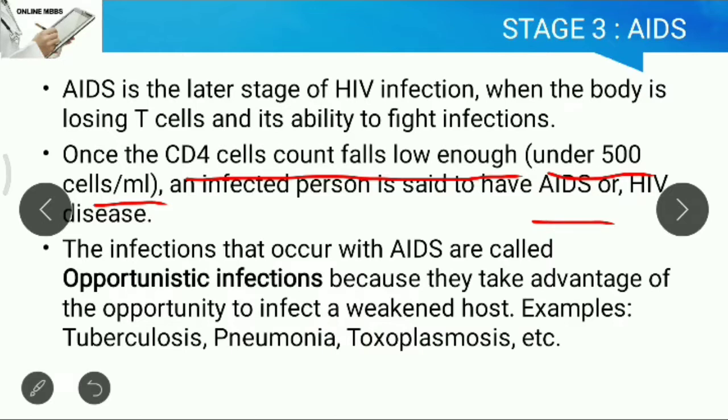The infections that occur with AIDS are called opportunistic infections because they take advantage of the opportunity to infect a weakened host. Examples are tuberculosis, pneumonia, toxoplasmosis. These are the most common opportunistic infections that occur in AIDS patients.